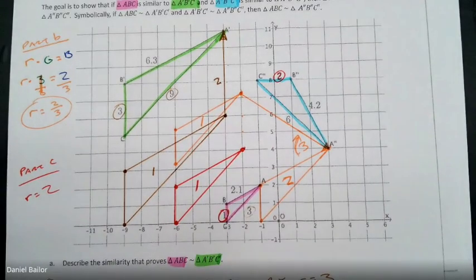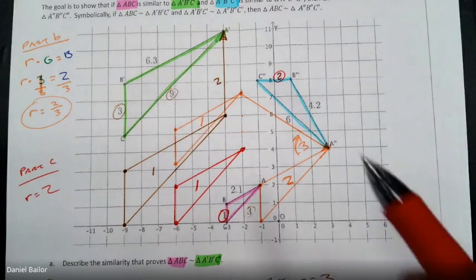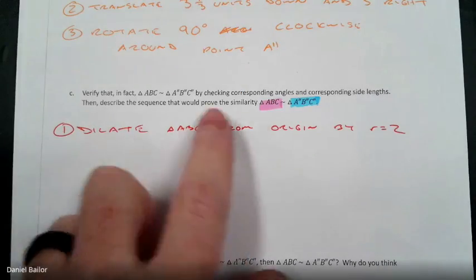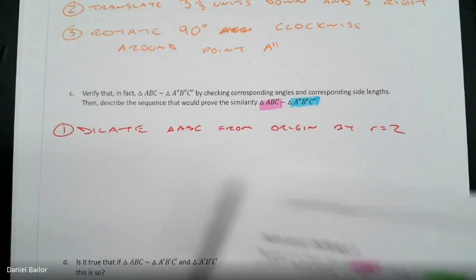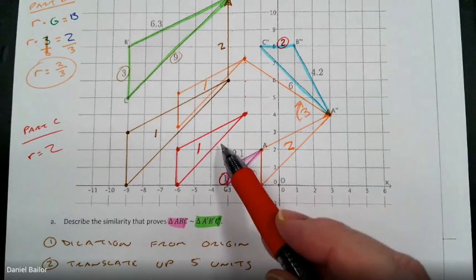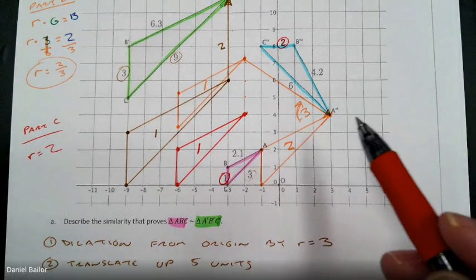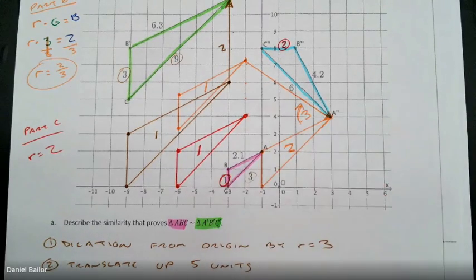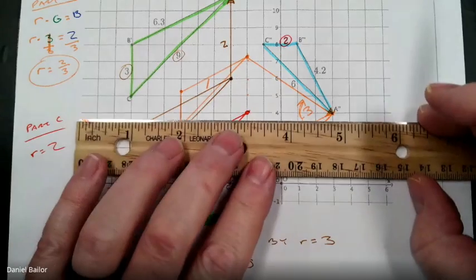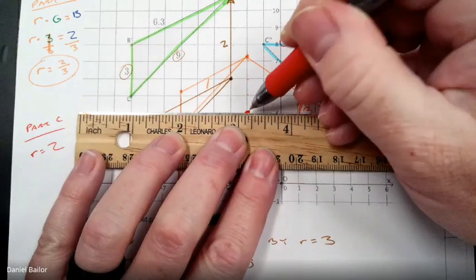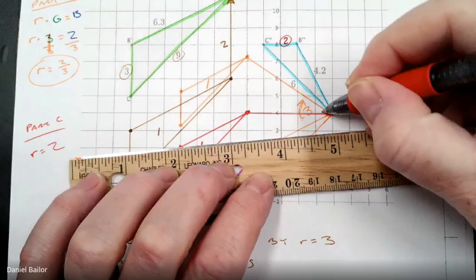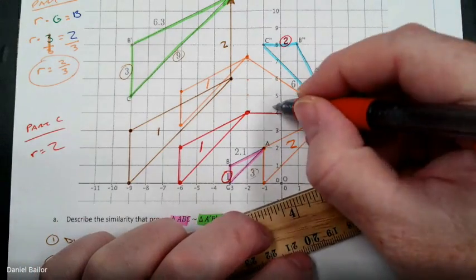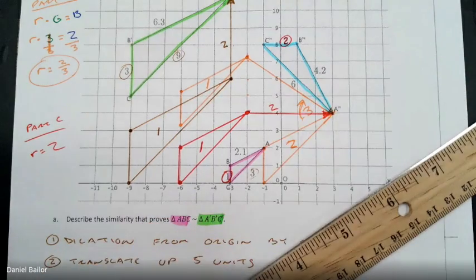But I'm not done yet because I still want to move it over to blue. Remember, for part C, red to blue. And I'm looking at this and I'm saying, well, it doesn't look like a reflection. It looks like I need to rotate to make the red and the blue line up. But let me start by translating it over here to make them closer together. So that is step 2, my translation.